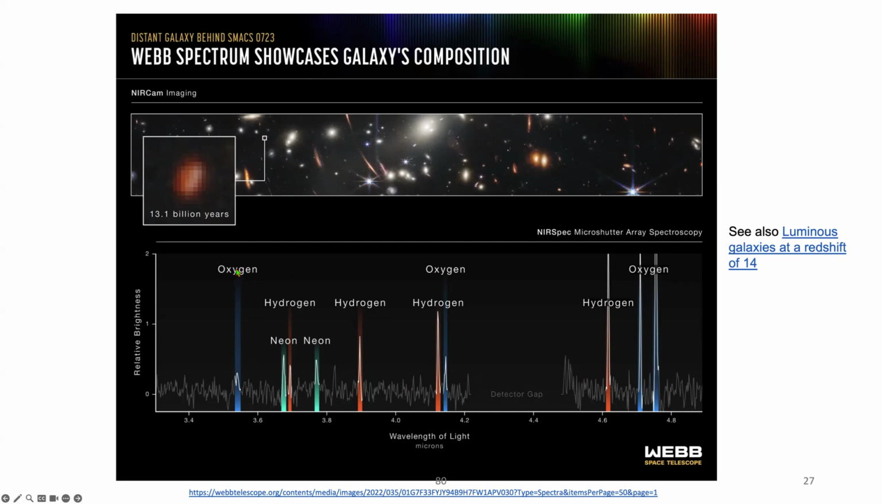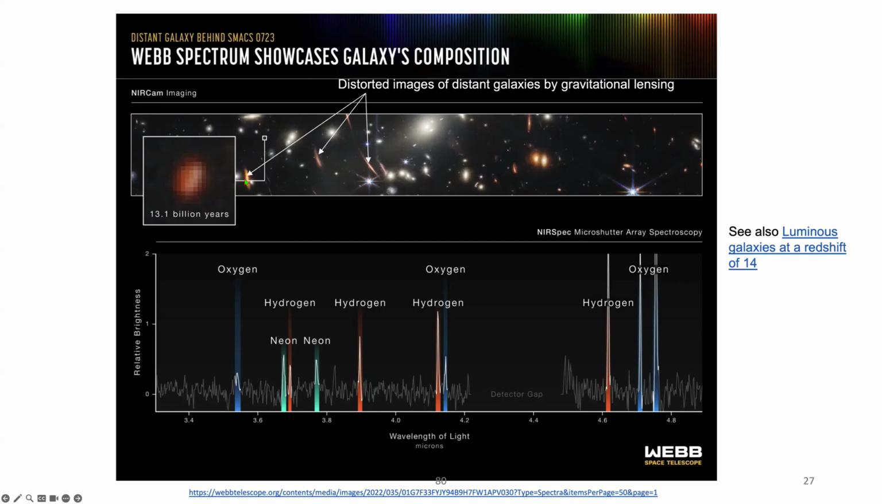If you are looking for oxygen, you need to see a big bump here and a big bump here and this kind of structure over here. These spectral lines get redshifted into infrared wavelengths that a telescope like Webb can see.